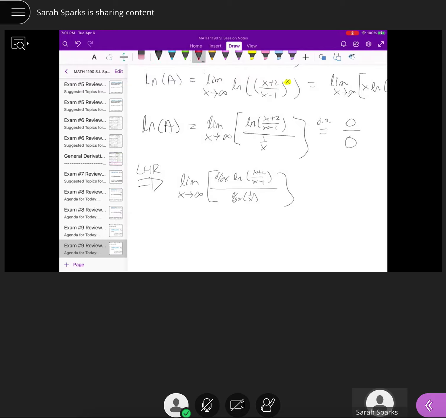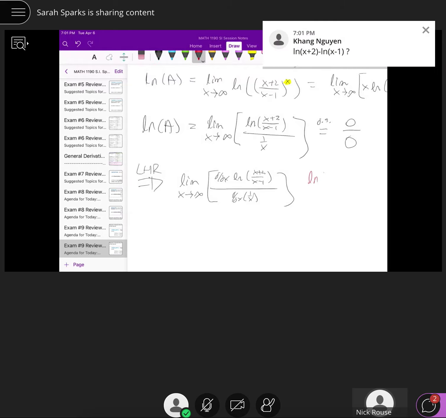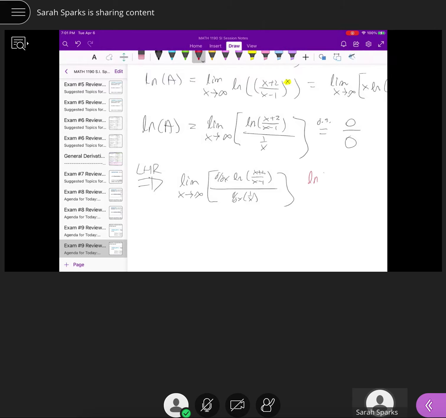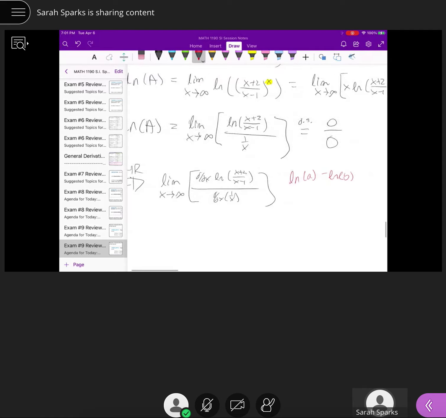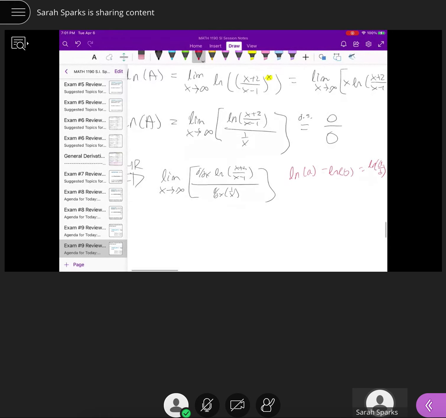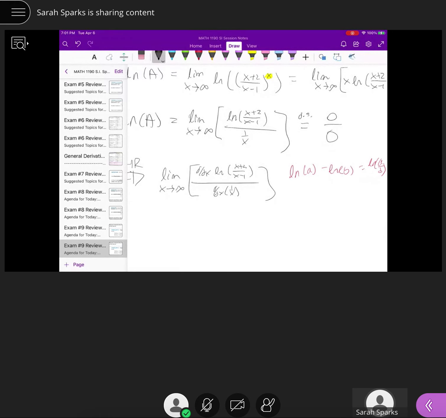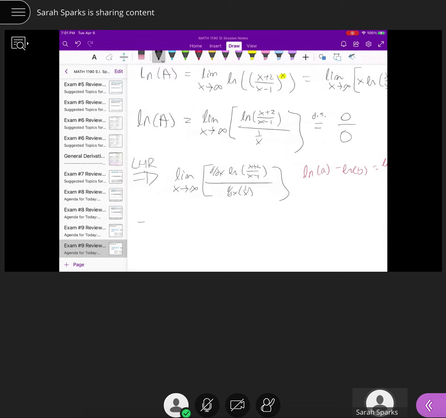Remember our log property? Yeah, King, you're exactly right. We would use our log property, ln of a minus ln of b is equal to ln of a over b. Sorry, that looks a little messy. But yeah, so you just undo that property, right?